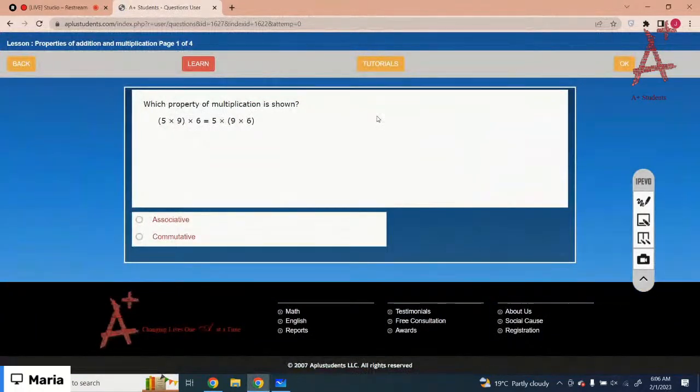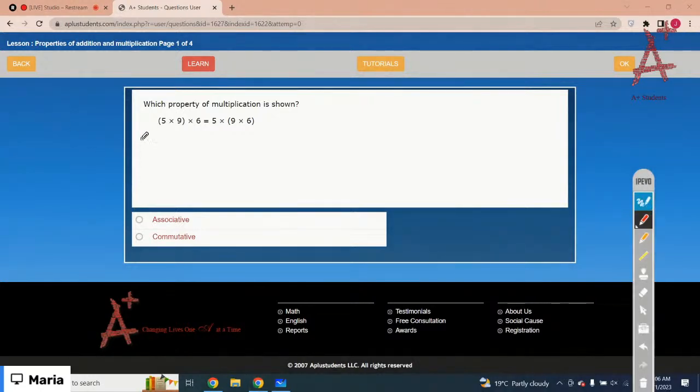Okay, which property of multiplication is shown? The very important point you have to keep in mind is whenever three numbers are involved on both sides of the equation, and they are the same on both sides. Here you have 5, here you have 5, here you have 9, here you have 9, here you have 6, and here you have 6. Just the order of multiplication is different. Like on this side you have to do 5 times 9 first. 5 times 9 is 45. But here you have to do 9 times 6 first. 9 times 6 is 54.